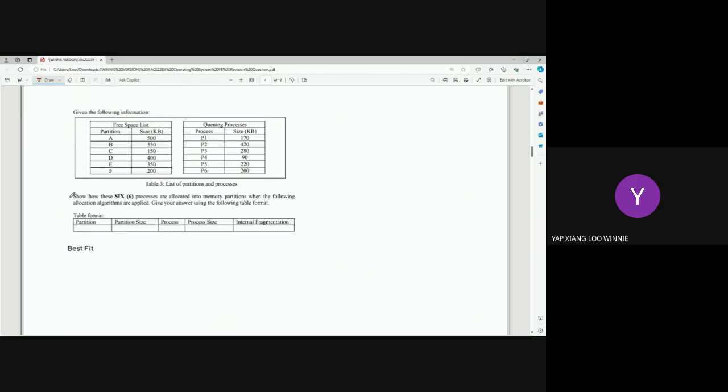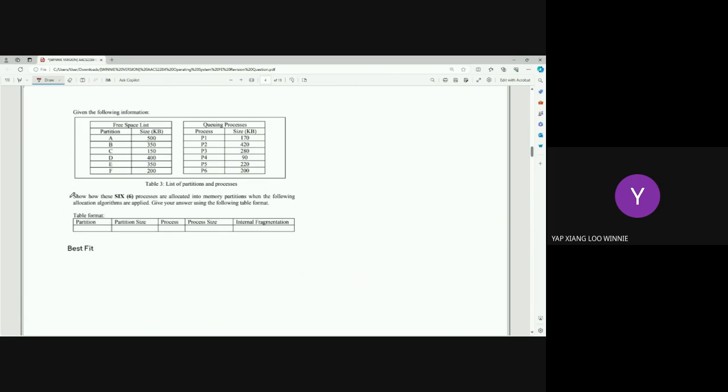So the next one, best fit. Just now, the first fit is directly, you see the partition can hold the process size, then you just fit it in. Now, best fit will be a little bit slower, okay? But it will fully utilize the partition. In best fit, we try to reduce the internal fragmentation.